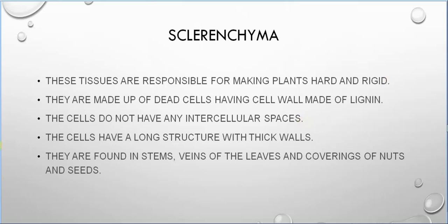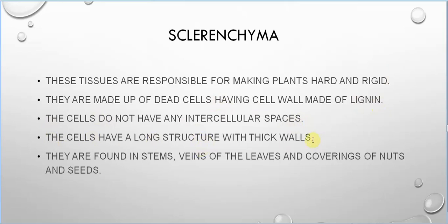Next one, they are made up of dead cells. The sclerenchymatous tissue is mainly composed of dead cells, and the cell wall is made up of lignin. Lignin is a chemical substance. The cells do not have any intercellular spaces. That means there are no intercellular spaces between the cells present in sclerenchyma. The cells have a long structure with thick walls.